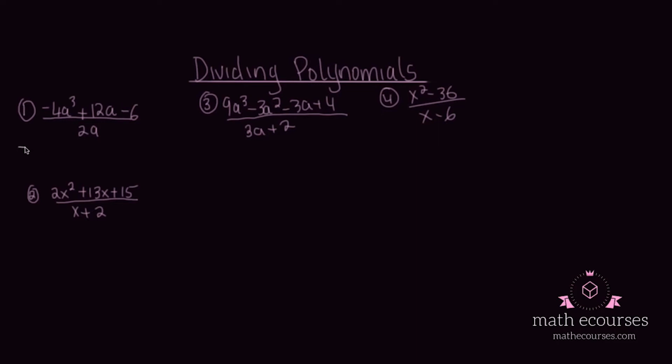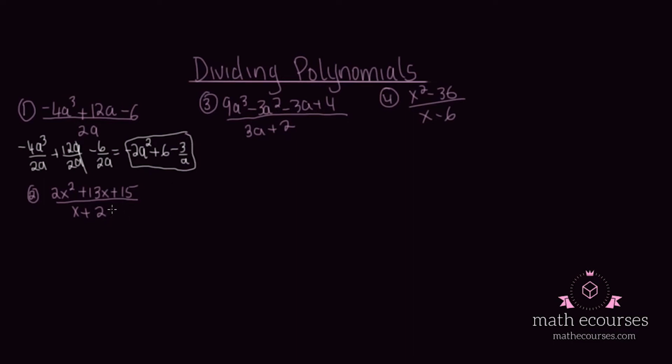So like for number one, I have negative 4a to the third over 2a plus 12a over 2a minus 6 over 2a. Okay, so divide each term. Negative 4 divided by 2 is a negative 2. Subtract your exponents. 3 minus 1 is 2. Do the same thing here. 12 divided by 2 is 6, and my a's will cancel. Here, I can do negative 6 divided by 2 is negative 3, but I don't have an a to combine with, so leave that a in the denominator. And that's as far as you can go.